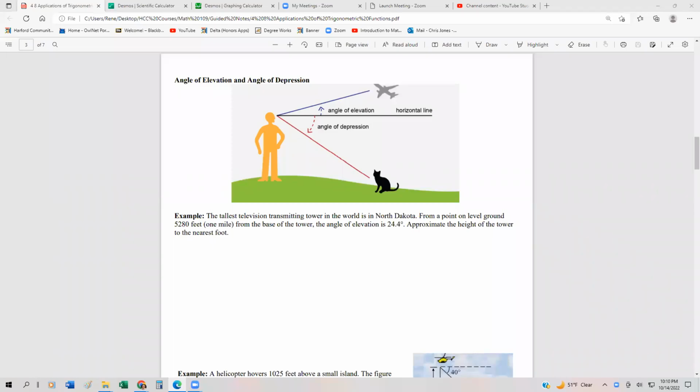We're going to look at two more applications of trigonometry that still use our solving right triangles, but not the entire triangle. The two applications we're going to look at are angle of elevation and angle of depression, and then we're going to take a look at distances and bearings.